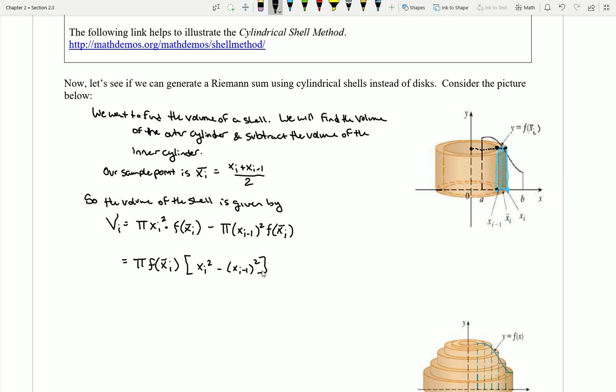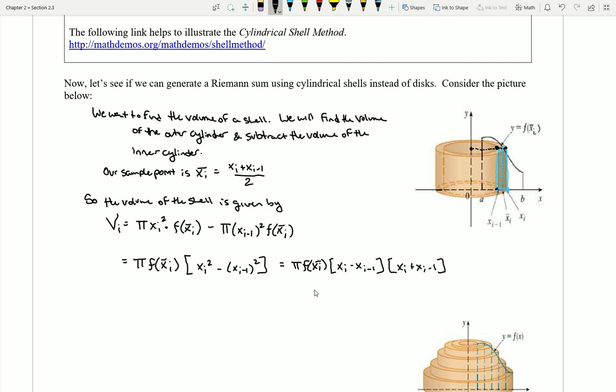Now, I can go ahead and simplify this a bit more by recognizing that what I have here in this set of brackets is actually a difference of squares. And so I could rewrite this again as f of xi bar times my pi. And then over here, I could rewrite this as xi minus xi minus 1 times xi plus xi minus 1. Notice again, I'm just doing a difference of squares there.